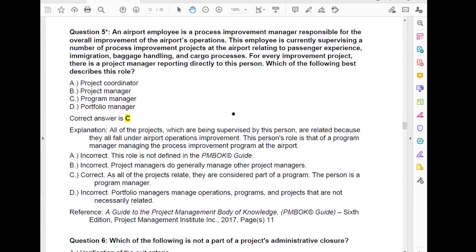So number 5 is letter C, program manager. All of the projects which are being supervised by this person are related because they all fall under airport operations improvement. So this person's role is that of a program manager managing the process improvement program at the airport.